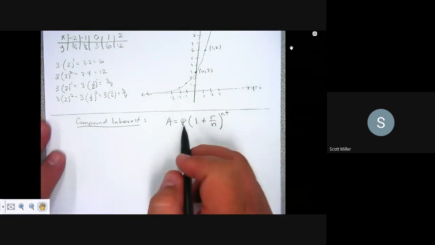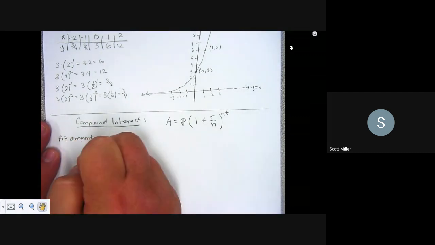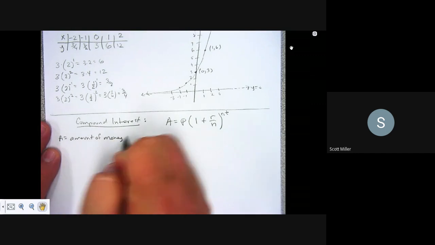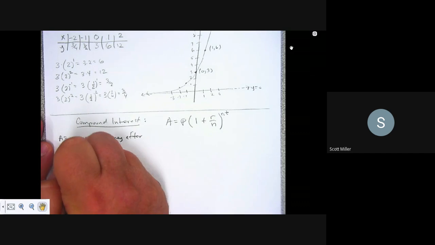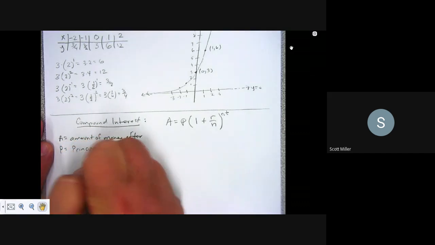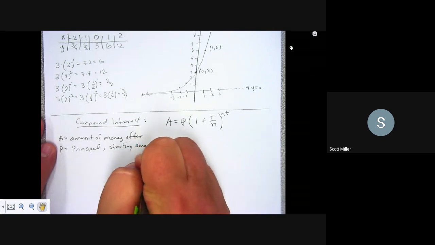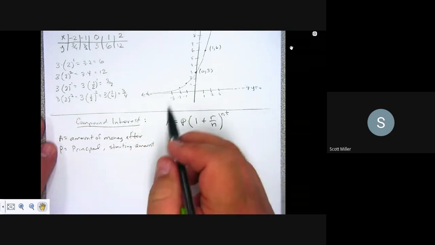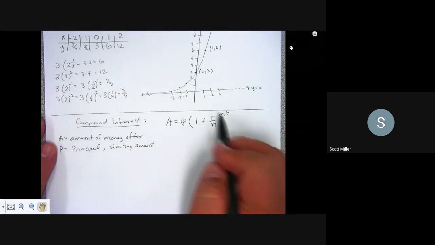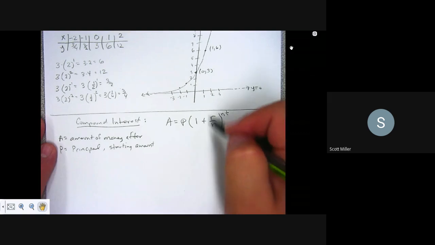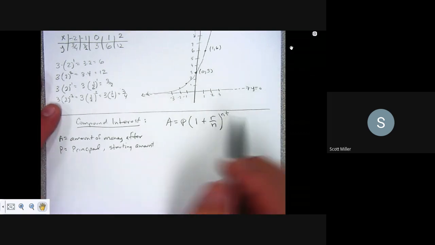Now here's what all the letters stand for. So the A stands for the amount of money after you compound interest. P is your principal, and the principal is the starting amount. If you look closely, you'll see some similarities to the exponential growth function. Remember the 1 plus R? So this right here is a more fancy version of that. Because this is compound interest, it's a little bit more involved.